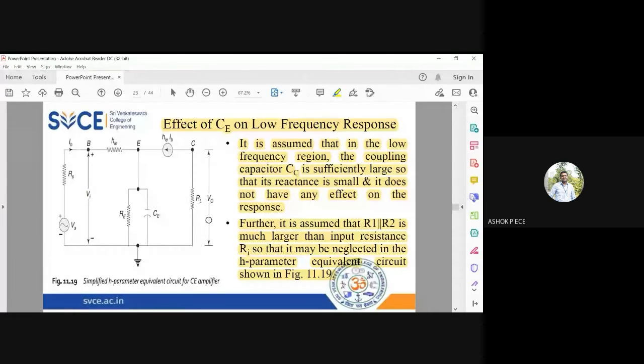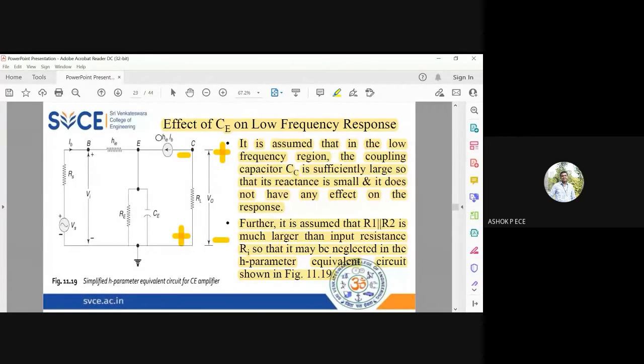See, V naught is measured across RL. So V naught is always, I told you, measured in this polarity. Plus minus is like this, so always plus is at the top and minus at the bottom. But see how the current is flowing. Current is flowing from bottom to top. So plus minus is like this, so I have to put a minus sign.